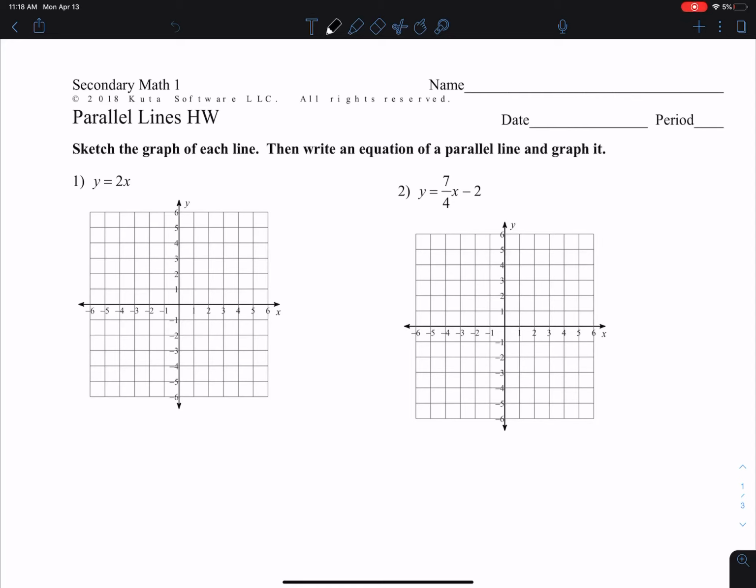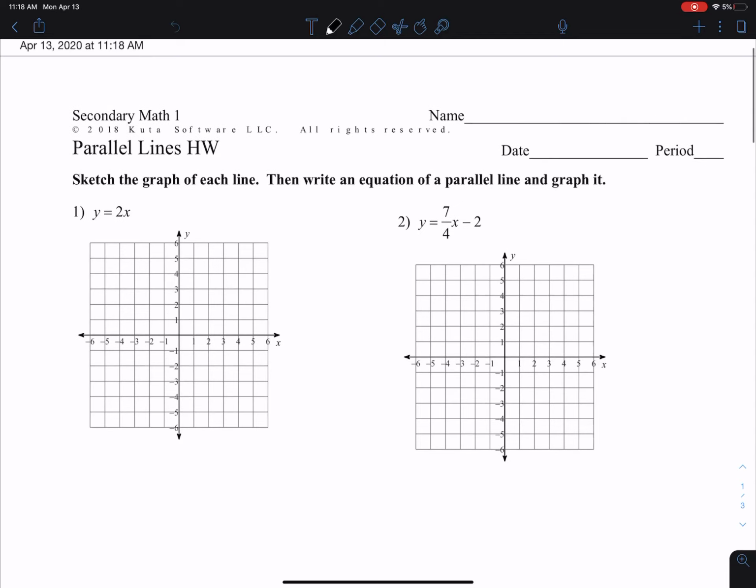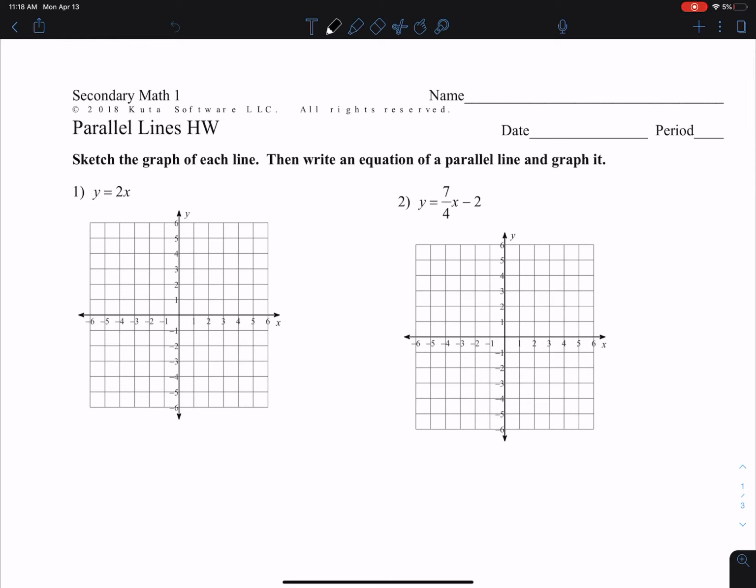Okay, I'm making this video to help with the parallel lines homework. So if you watched the other video, you know that parallel lines have the same slope. So when we're looking at the equation y equals mx plus b, the number in front of the x is going to be the same in a set of parallel lines, and then b should be different.